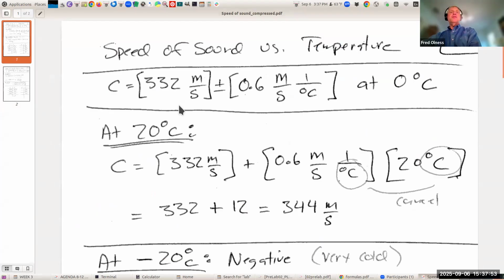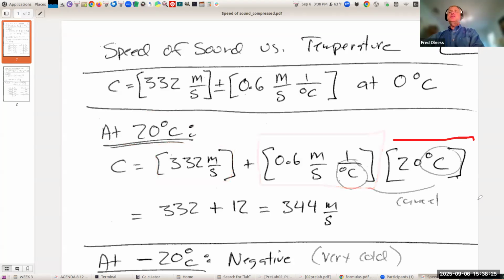Yeah, so here it is off the formula sheet. It's 332 plus or minus 0.6, and that's at 0 Celsius. Okay, because in Celsius, freezing is at 0, so that's our reference point. And so let's do an example. Let's work it out at 20 degrees C. That's about 70 degrees Fahrenheit. That's about room temperature.